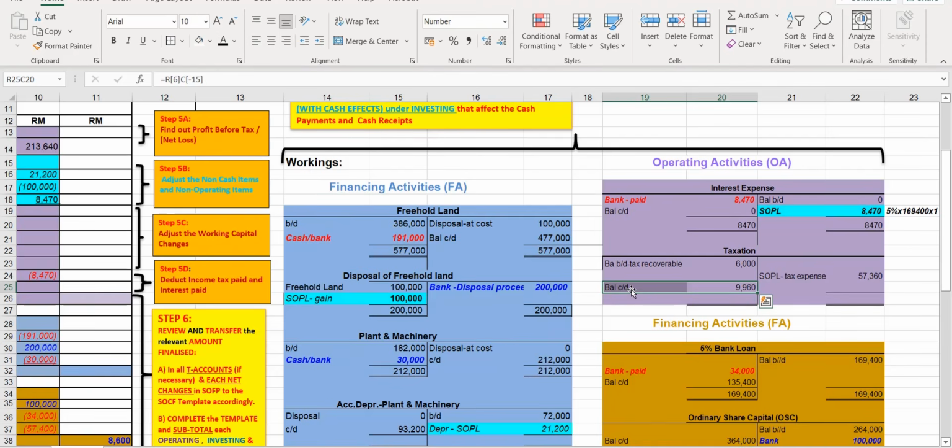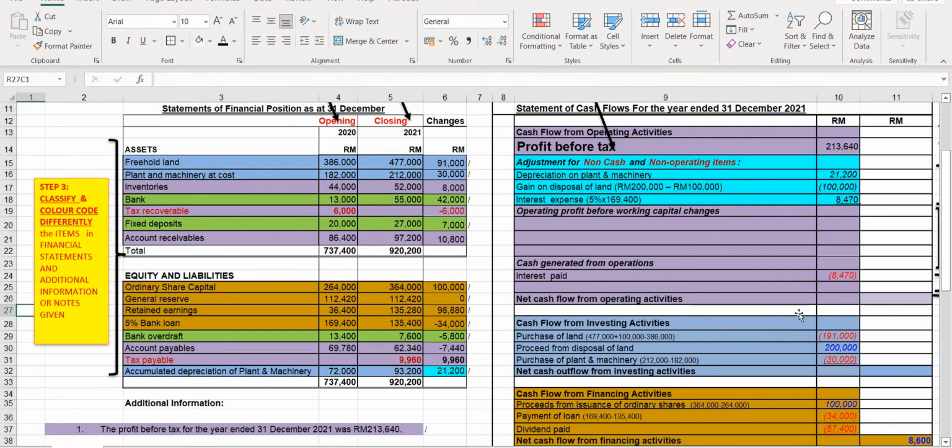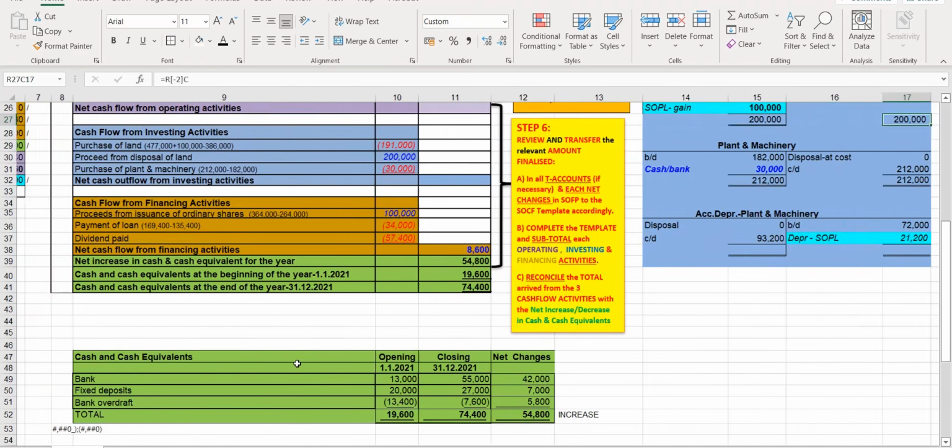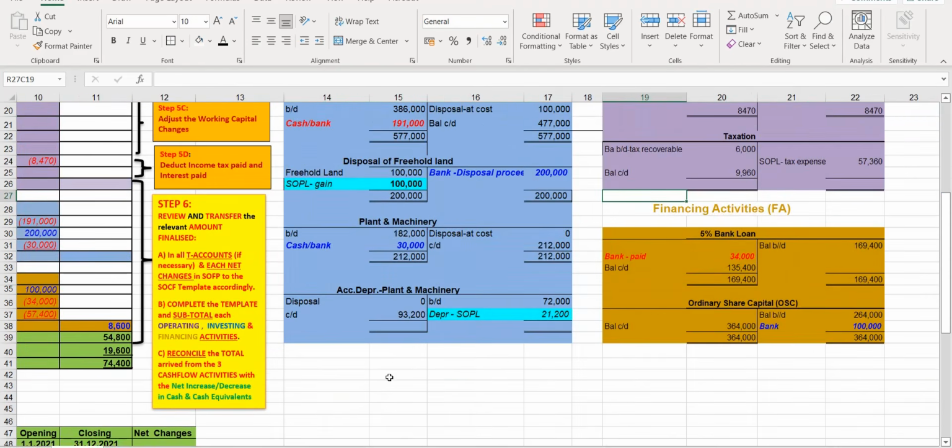This is tax payable, and this is tax recoverable because of the beginning balance. So you have the tax expense given in the additional information, in information number 6, 57,360. And you are going to find out how much is the tax paid here. Total up this, and take that total and deduct these two items here, and you'll be able to find out the tax paid.